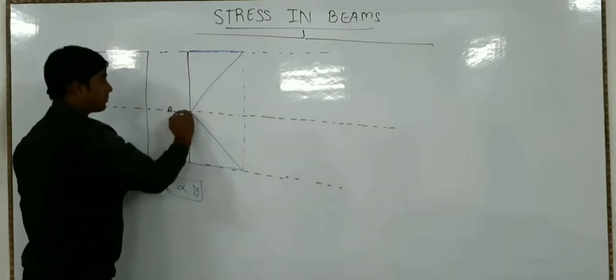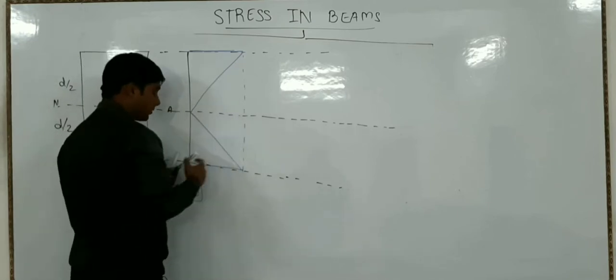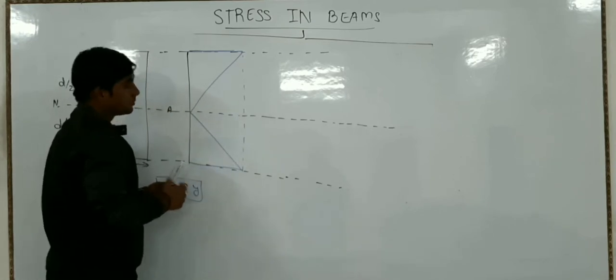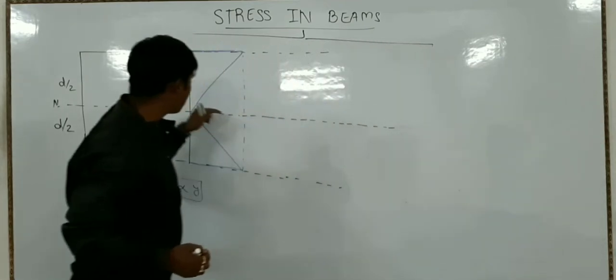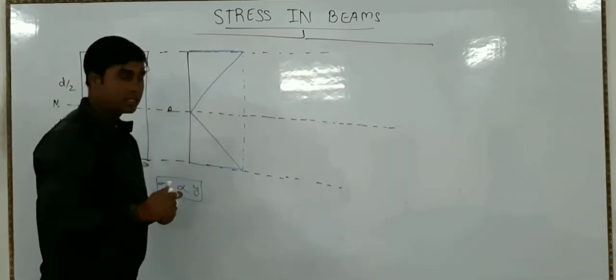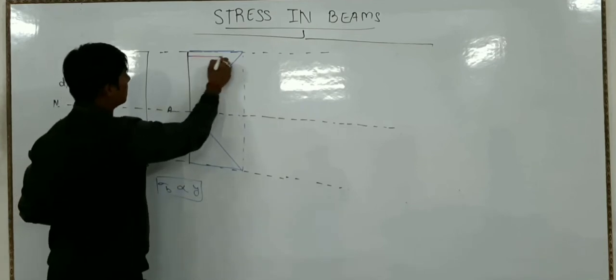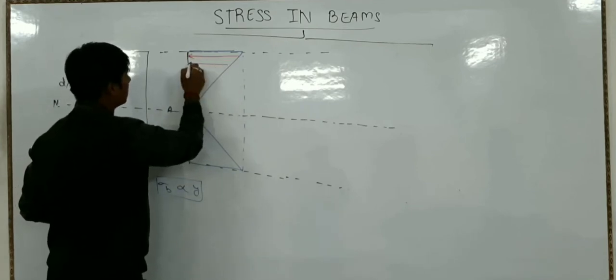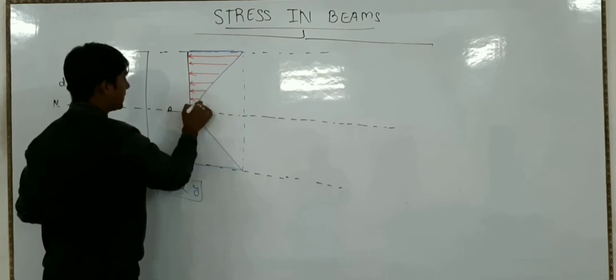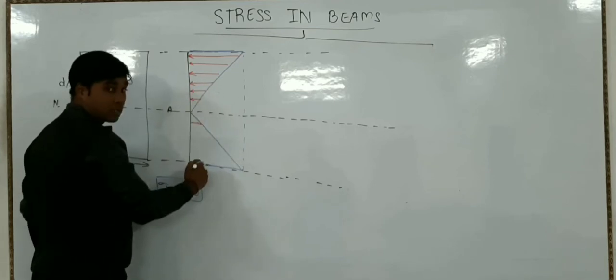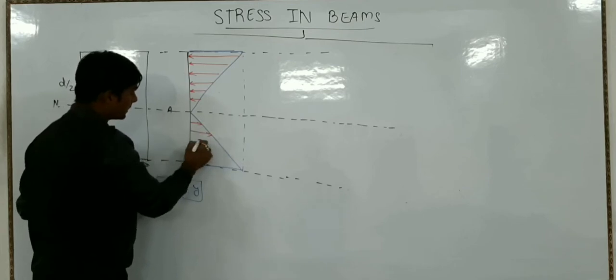So the upper fibers, above the neutral axis, will all be in compression, and the fibers which are below the neutral axis are going to be in tension, okay? Like this, the upper fibers will be in compression, and the fibers below the neutral axis will be in tension like this.